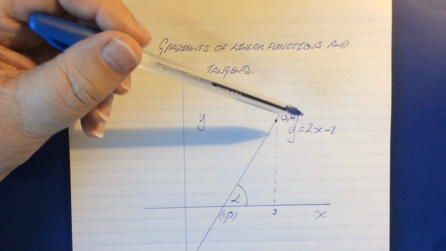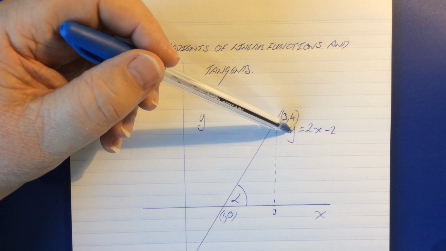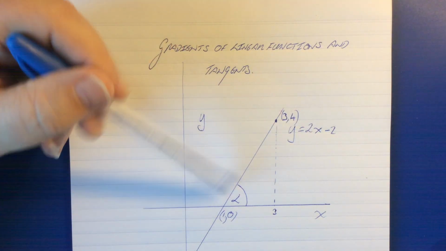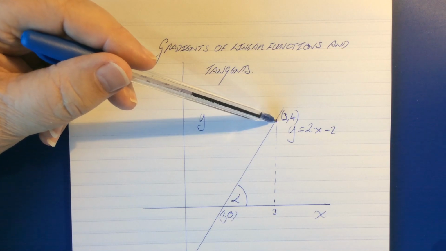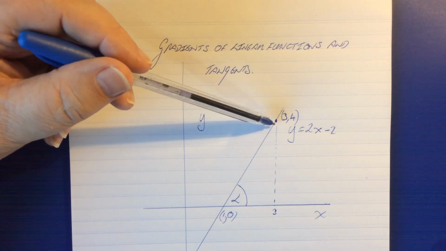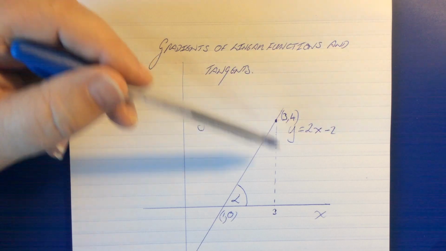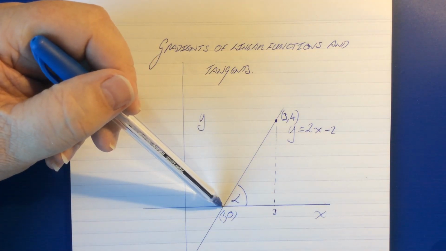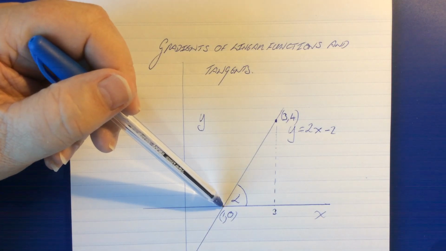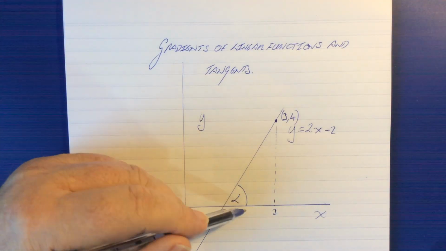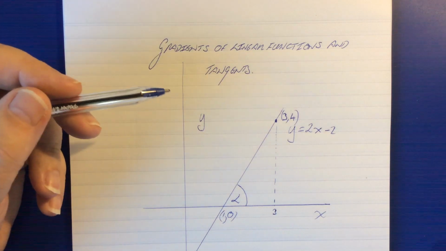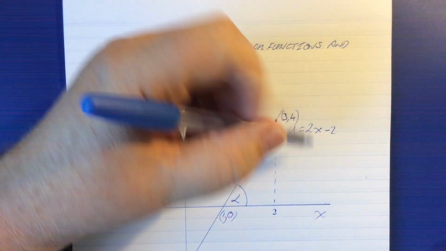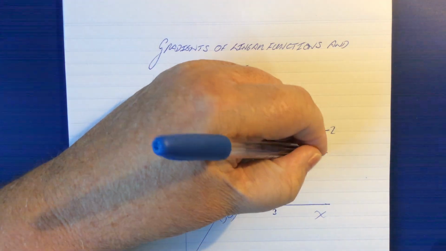So what we have is a function y equals 2x minus 2, which I've graphed here, and I've got some points of interest, as they say. This point here is 3, 4. This point here is 3. This point here is 1, 0. And we have this angle in here. Now, we know that the gradient of this is 2, so let's just make a note of that.